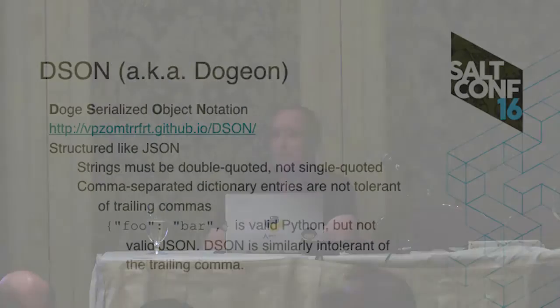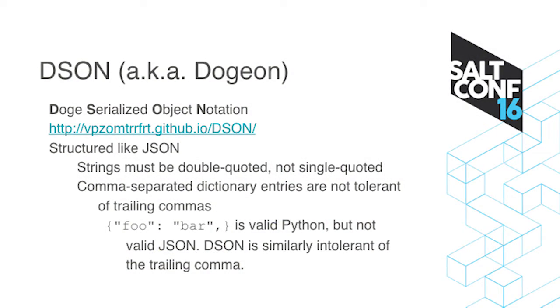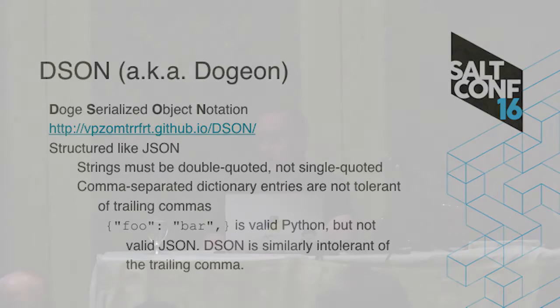The reason is our demo today is going to be on Dizon, otherwise known as Dizon. This is a JSON-like syntax with the punctuation replaced by Doge terminology. The URL there is a mirror to the original website, which is down. It used to be just dojon.org. Somebody has mirrored the website containing the spec. If you'd actually like to read the spec, it's quite humorous. You can do it at that URL.